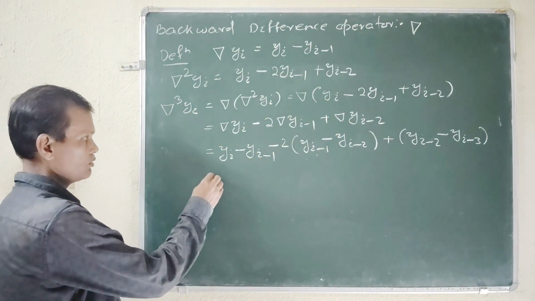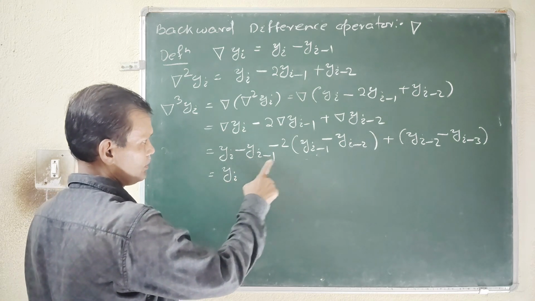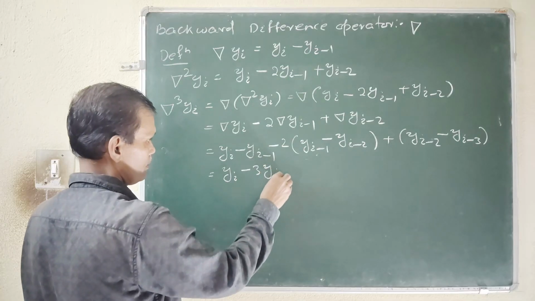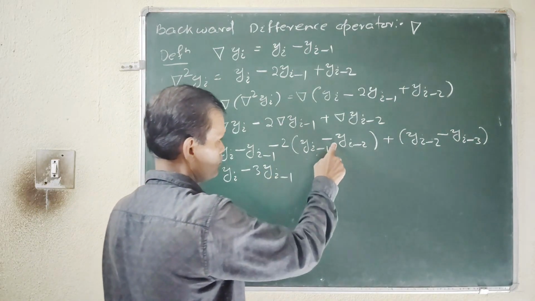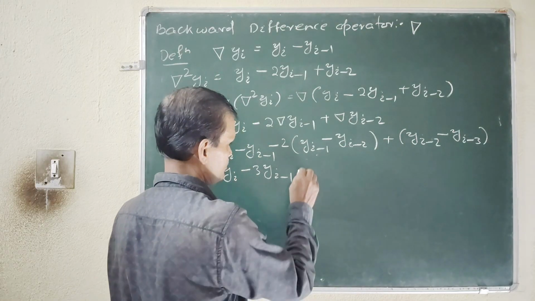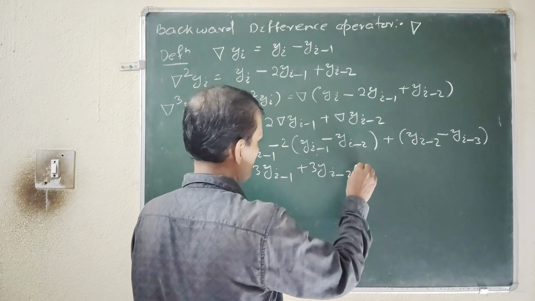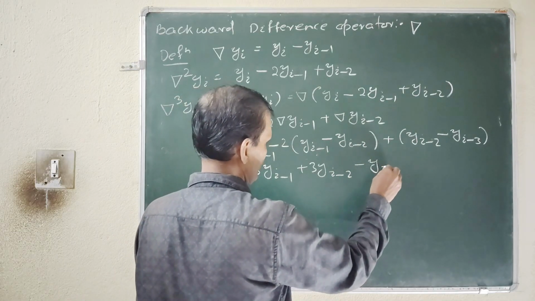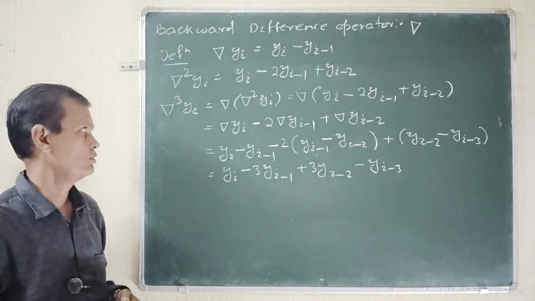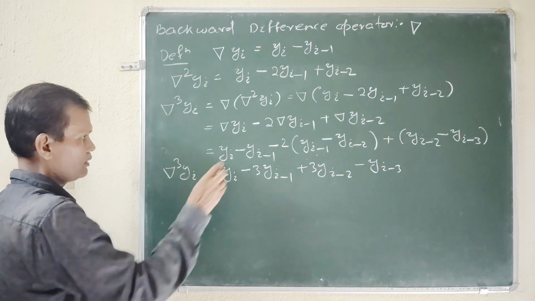If we expand it, that is yi, minus yi minus 1, minus 2 yi minus 1, which is minus 3 yi minus 1, then minus 2 into minus, that is plus 2 yi minus 2, plus yi minus 2, that is plus 3 yi minus 2, then minus yi minus 3. It is almost similar to the forward difference. So finally we get backward delta cube yi as this.